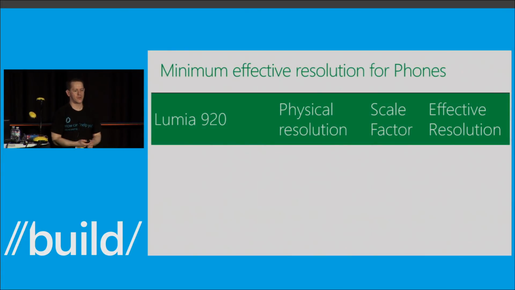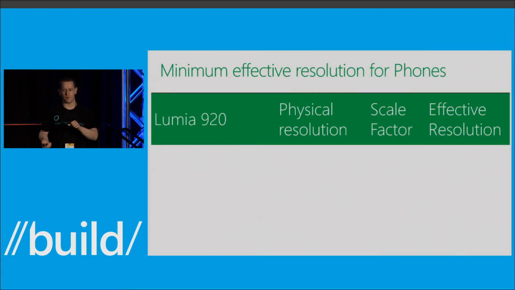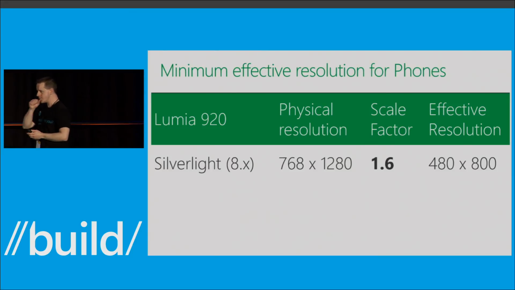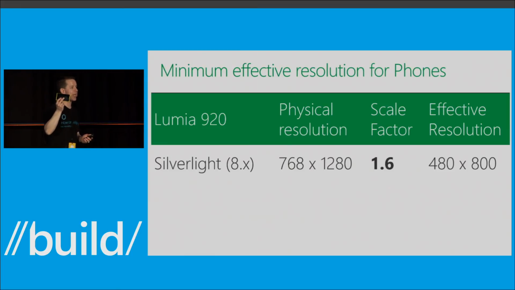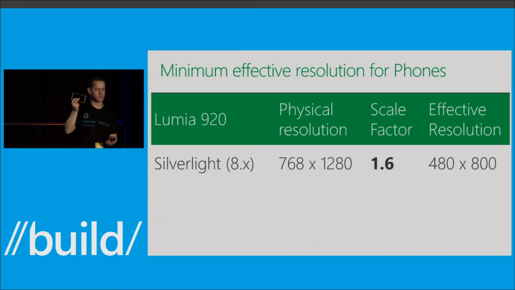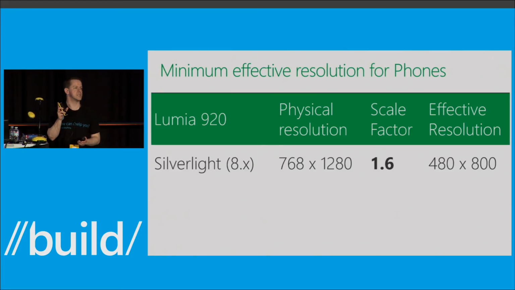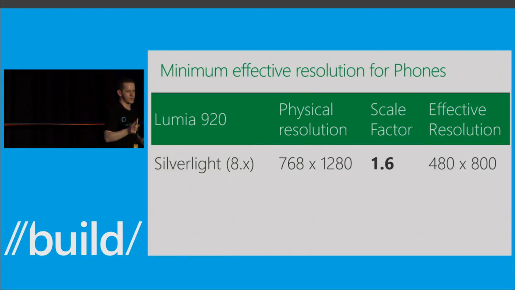But this thing I'm dumping on you is that we've had to change the minimum defined effective resolution of devices when you move from Silverlight to XAML. For example, for a Silverlight app, whether it was 8.0 or 8.1, or even 7.x, the Lumia 920, this phone here, physically has a 768 by 1280 panel. Silverlight treats that as a 1.6 scale device, leading to a logical or effective resolution of 480 by 800, right? That's the effective resolution that all Silverlight apps have in a 15:9 configuration.